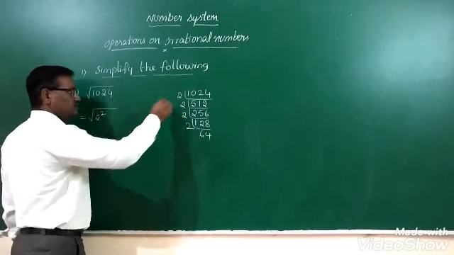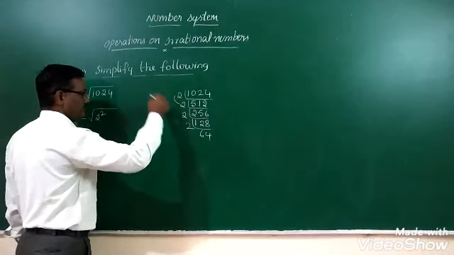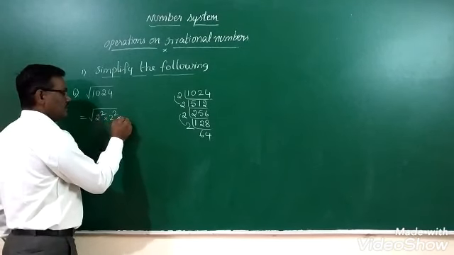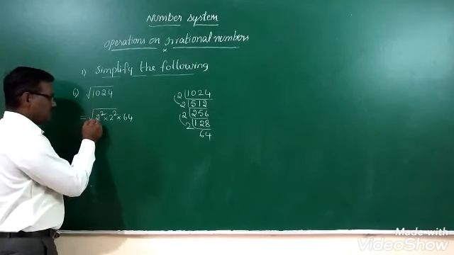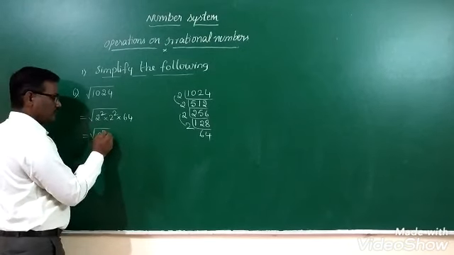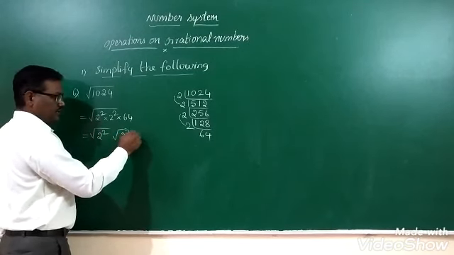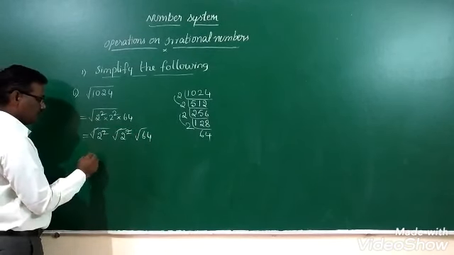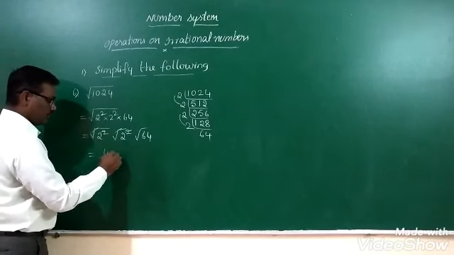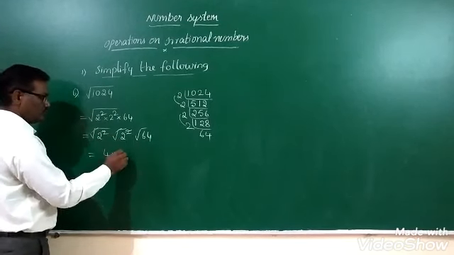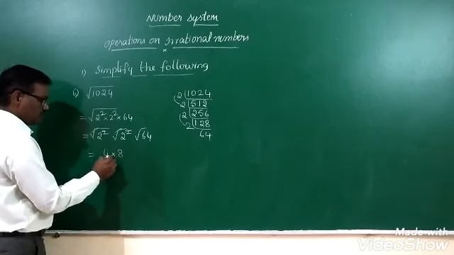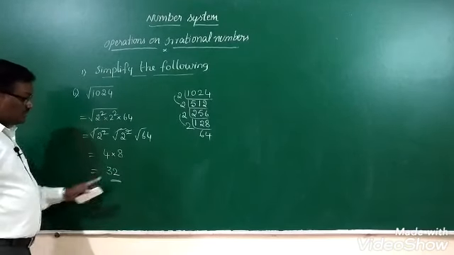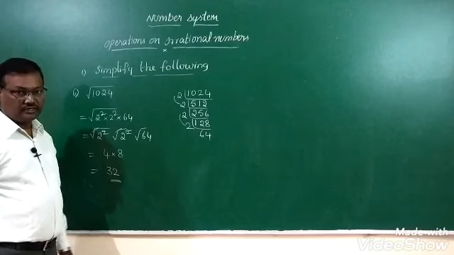Yes, as I mentioned, we are going to make the pair. Therefore, another 2 square, another 64, which can be split now: root 2 square into root 2 square into root 64. Square and root cancel, square and root cancel. 2 into 2 is 4, into root 64, which is 8. 4 into 8 is 32. Yes, it is not an irrational number, it is a rational number. Is it clear now? Right.